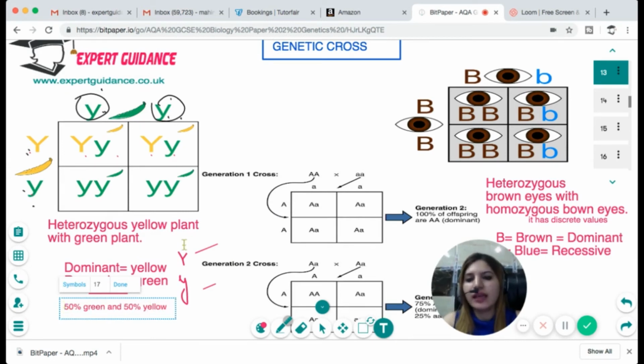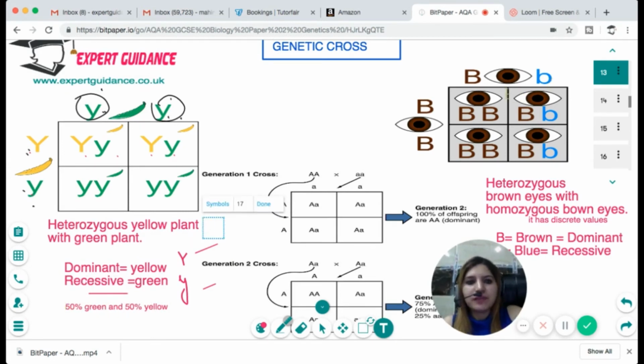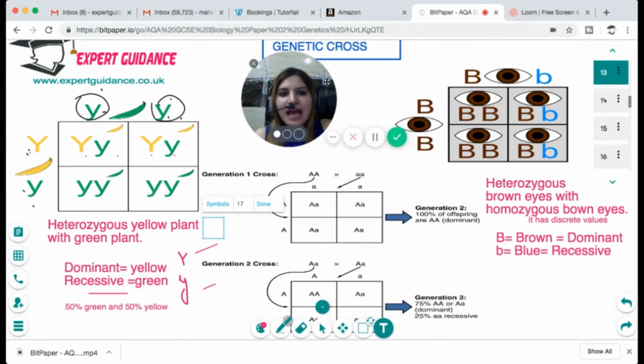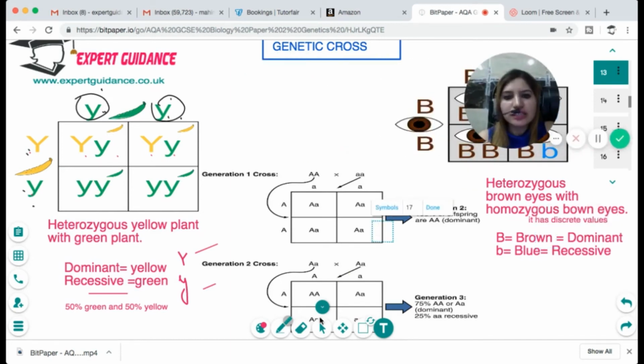Okay. Now let's take another example. Here brown eyes are dominant, which is capital B, and small b is blue eyes, which is recessive. Now we are crossing a homozygous brown eye with a heterozygous brown eye. In this case, we got all brown. So the phenotypic ratio is 100% brown. But if we see the genotype, it is 50% homozygous and 50% heterozygous. Okay, so this is how we do the cross.